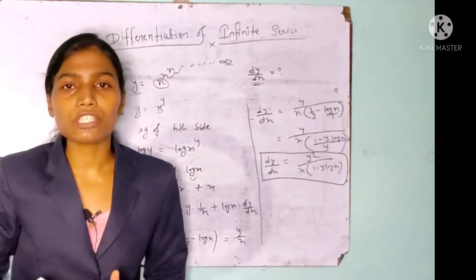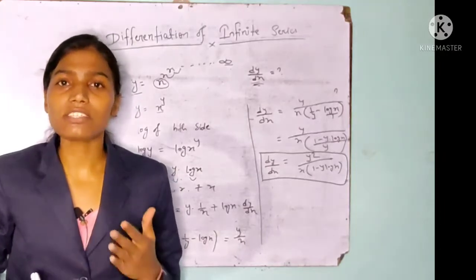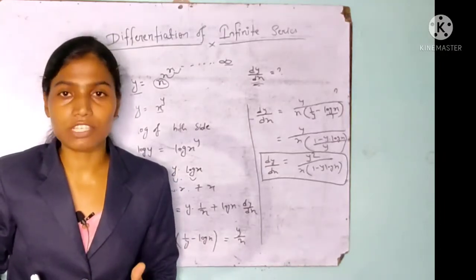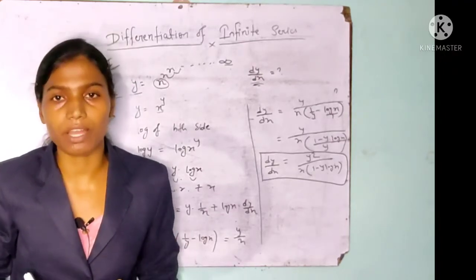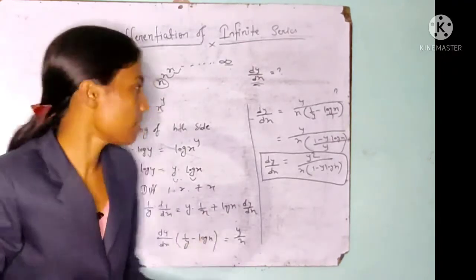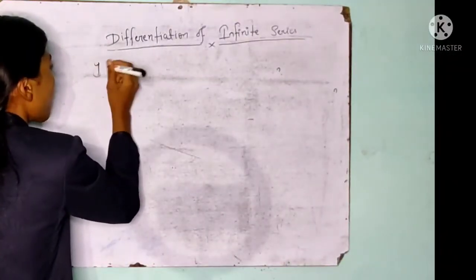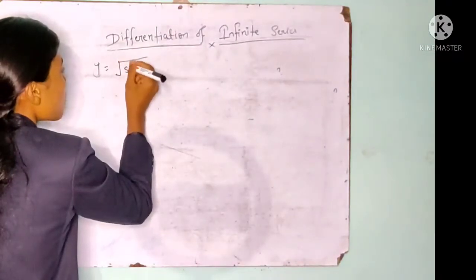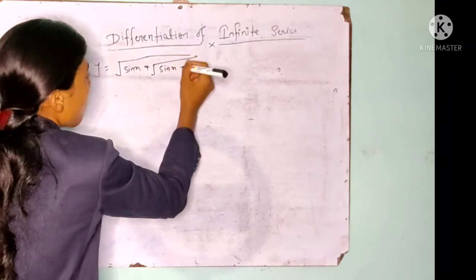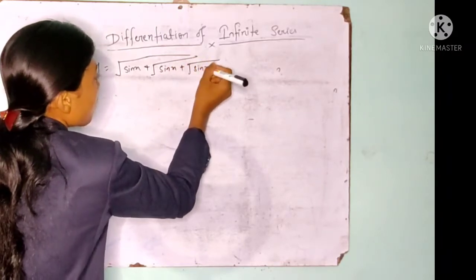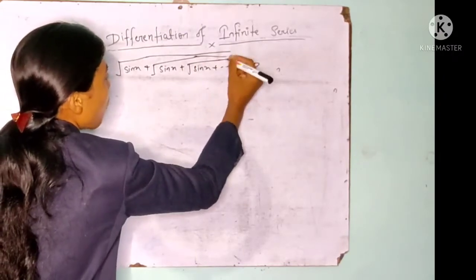So now we are going to see one more function related to trigonometry. When we see infinite series related to trigonometry, then we understand clearly how we are going to find differentiation of infinite series. So let's come and see. Now see one function, given function y is equal to root of sine of x plus root of sine of x plus root of sine of x plus dot dot dot so on.